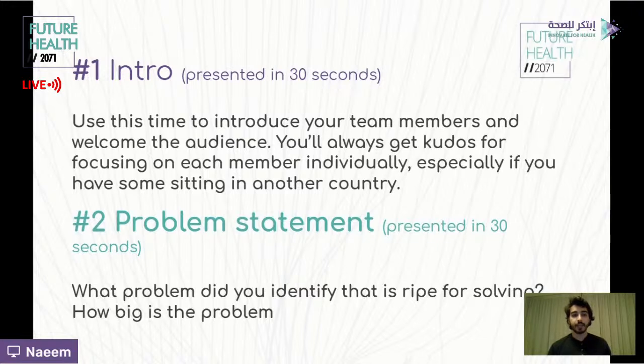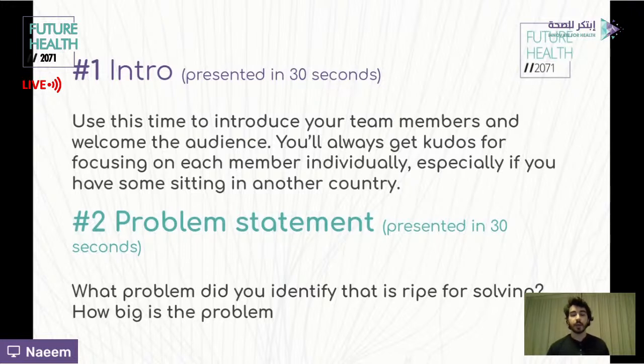And mention an aspect if you're sitting in different countries. This would give you an advantage because the theme of this hackathon is international. And also being in different countries gives you different perspectives. So make sure to highlight that as well.